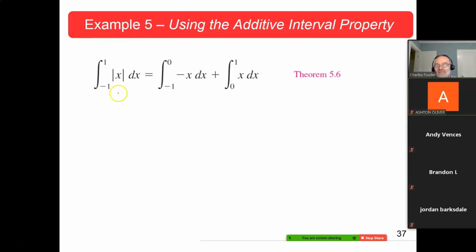Now, this is an absolute value function. Does anyone recall how the absolute value function looks?